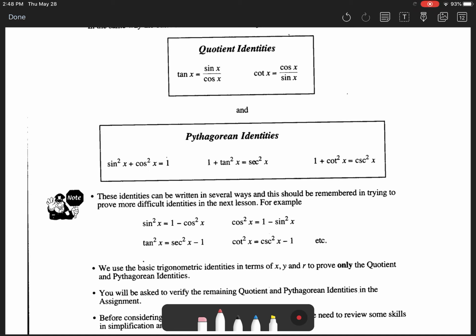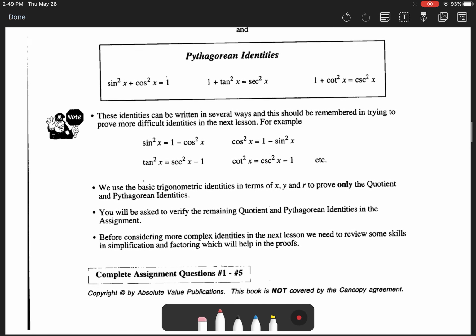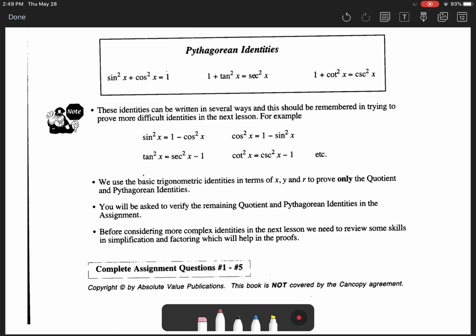Quotient identities. Tangent is sine over cos, and cotangent is going to be cos over sine. That is due to the fact that tangent is y over x, and we know sine on the unit circle is just y, and cos on the unit circle is just x. So y over x, and cotangent, obviously the reciprocal of that, so x over y.